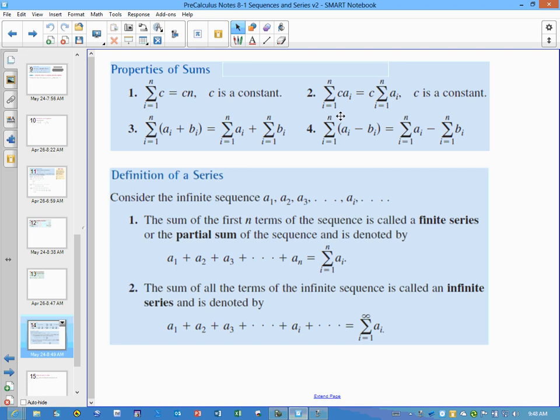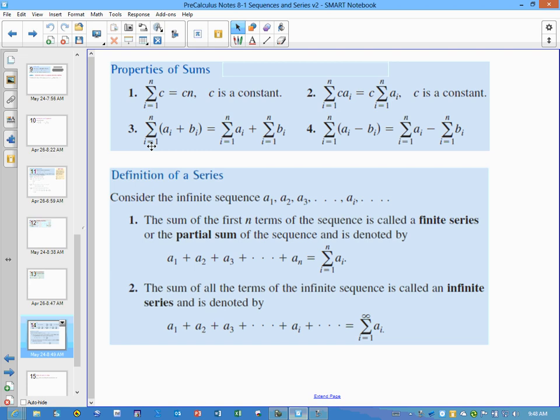The second one is the one I was talking about. If you have a constant times some expression, it is possible to factor that constant out of the summation. And this can make your calculations a lot simpler. Rather than having to multiply every term by that number to get large numbers you're adding together, you can add a bunch of small numbers together and multiply by the c at the end.